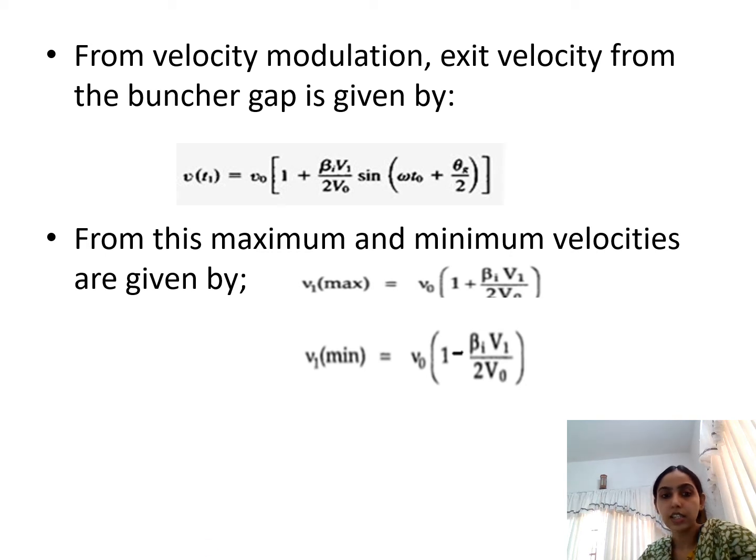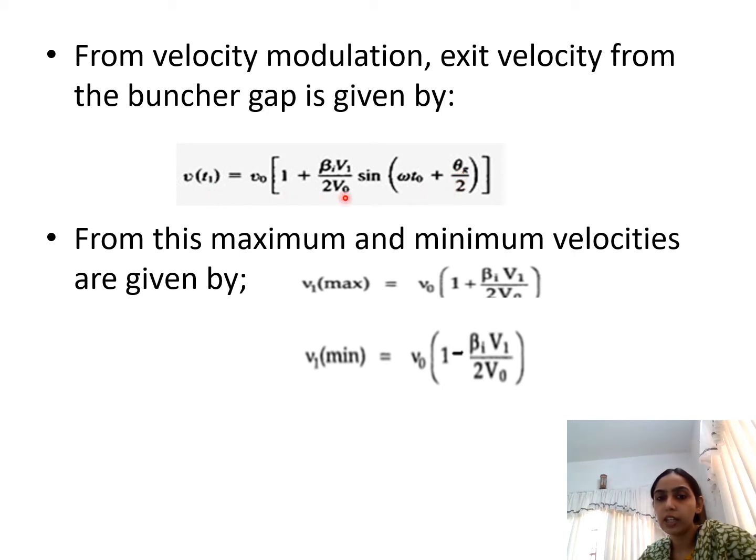Now from the last section we have seen the velocity modulation taking place in the two cavity klystron. So we are going to start from where we have stopped. From the velocity modulation we have written the expression for the exit velocity of the electrons from the buncher gap as V(t1) = V0 [1 + (β_i V1 / 2V0) sin(ωt0 + θg/2)].